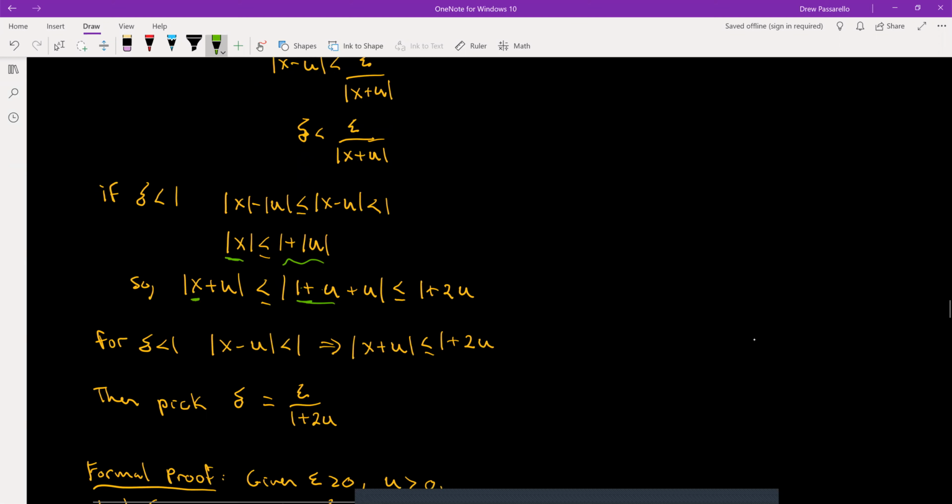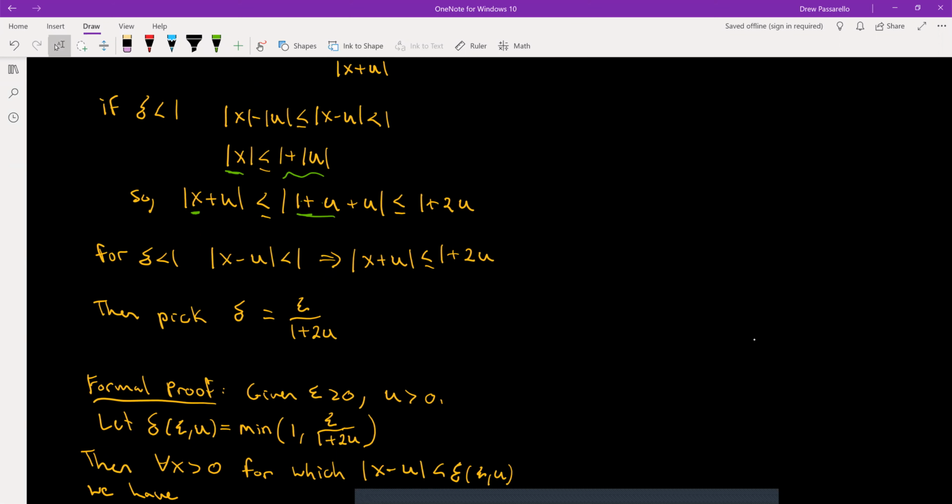So for delta less than 1, if we have the absolute value of x minus u less than 1, then we have the absolute value of x plus u less than or equal to 1 plus 2u. So we're going to pick delta to be epsilon divided by 1 plus 2u. All right, so that way we have that, let's see, so we had x minus u, x plus u.